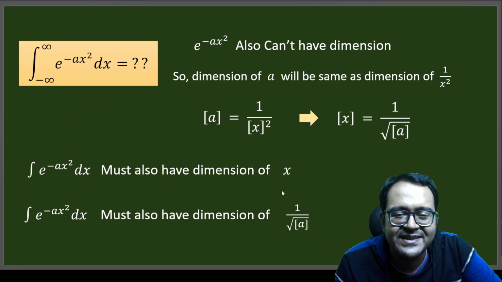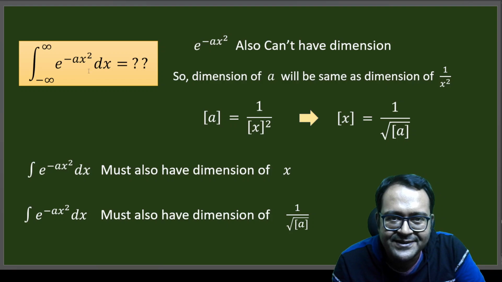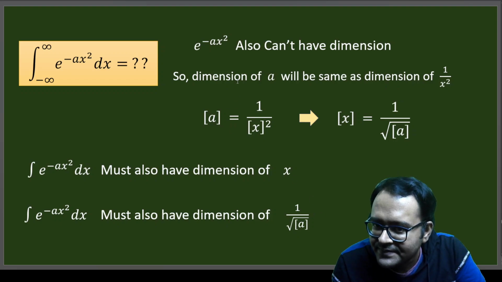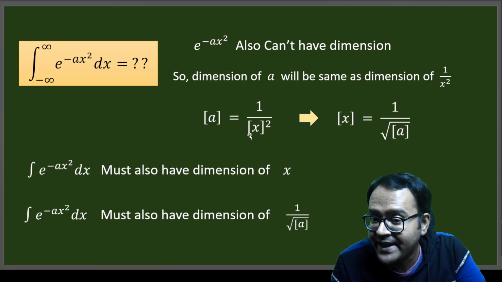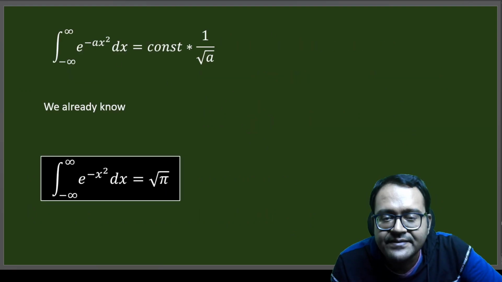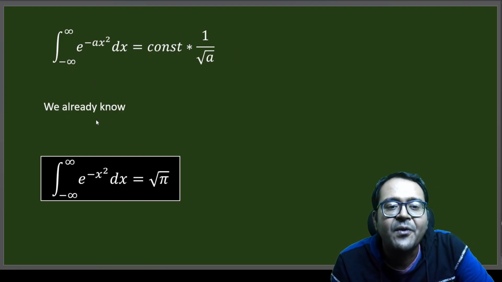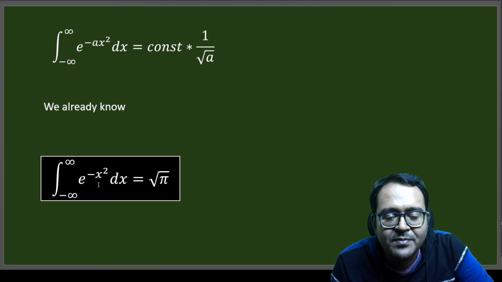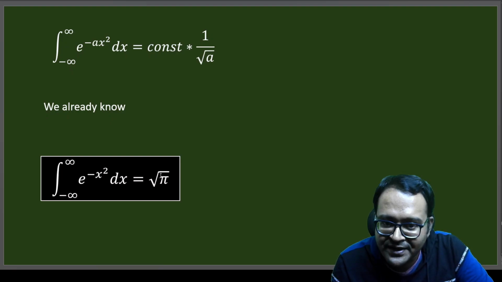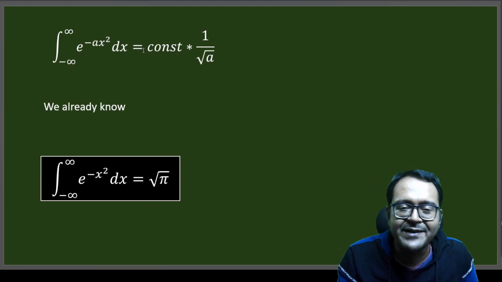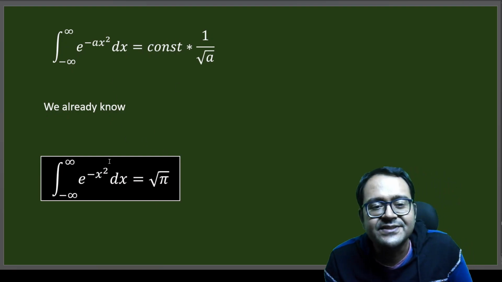And the dimensions of x and a are related. So if the right hand side has the dimension of x, that means it should have the dimension of 1 by square root of a, as the dimensions of a and x are related. So then we must have this. We don't have any other way. And now we apply that. We already know the integral of e to the power minus x squared. That means when a equals 1, you have this. So just to evaluate this constant, I use this result.